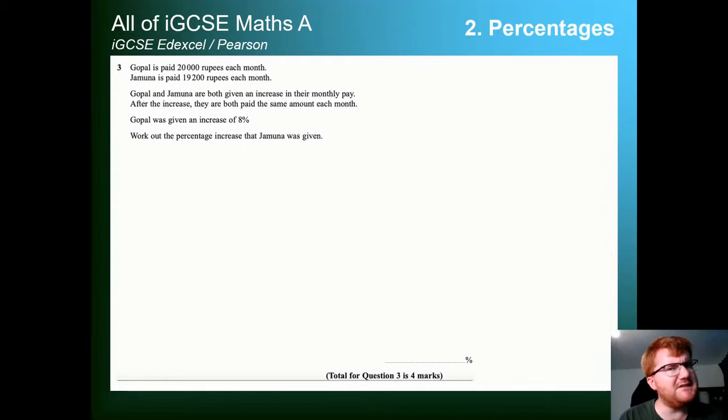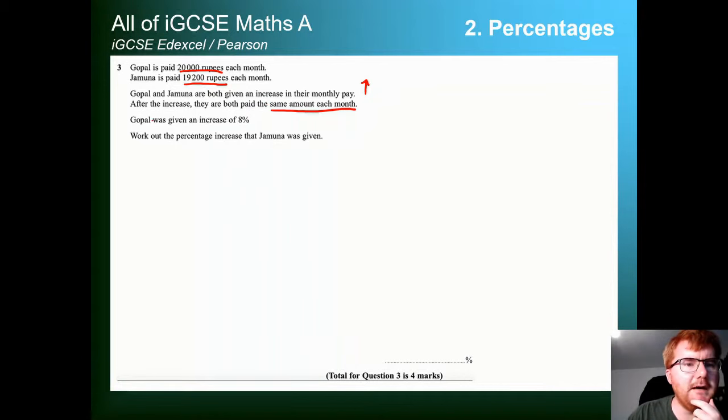Right, on to our next question. Often quite a lot of text in these questions, so it's important to read it through carefully. So Gopal is paid 20,000 rupees each month. Jamuna is paid 19,200 rupees each month. Gopal and Jamuna are both given an increase in their monthly pay. So they're both going upwards. After the increase, they're both paid the same amount each month. Okay, that's important. Gopal was given an increase of 8%. Work out the percentage increase Jamuna was given.